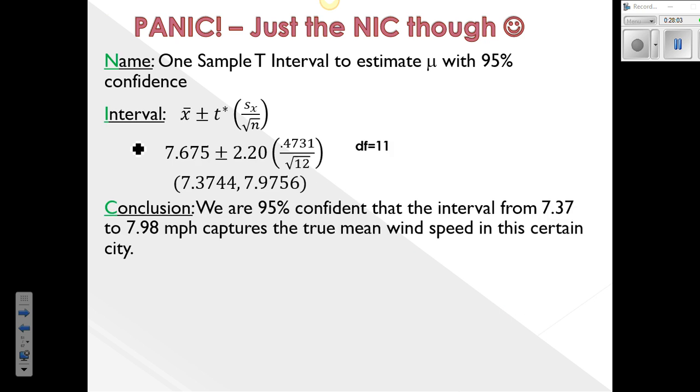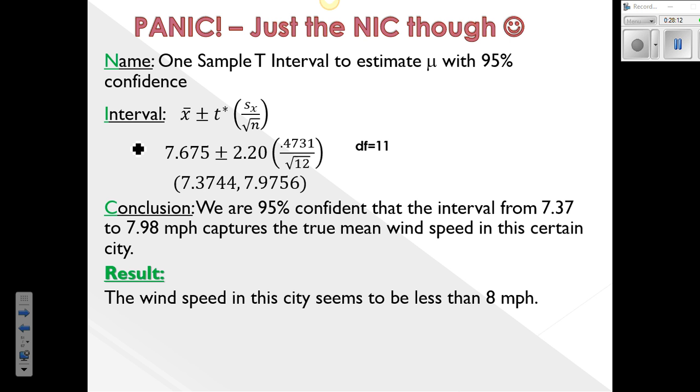So that is what we did here. So we just did a quick one sample t interval. Here's x bar plus or minus t star times s of x over square root n. I'll save you guys the trouble of trying to locate t star on your own, because again, this is a very quick and formal one, but that t star is indeed 2.20. So what we're able to say with confidence here is that we are 95% confident that the interval from 7.37 to 7.98 miles per hour captures the true mean wind speed in this certain city. And all of that falls below that suggested mean of 8.